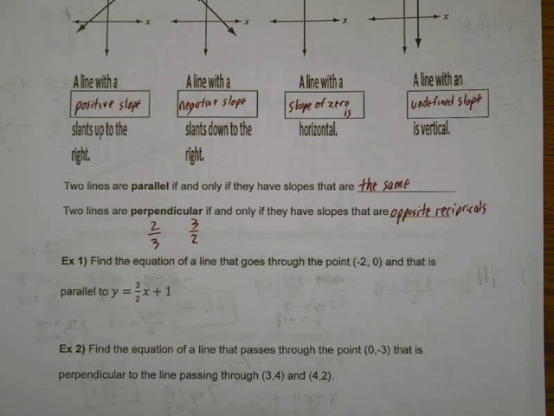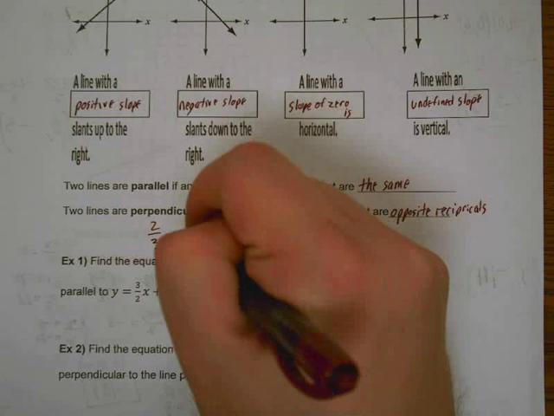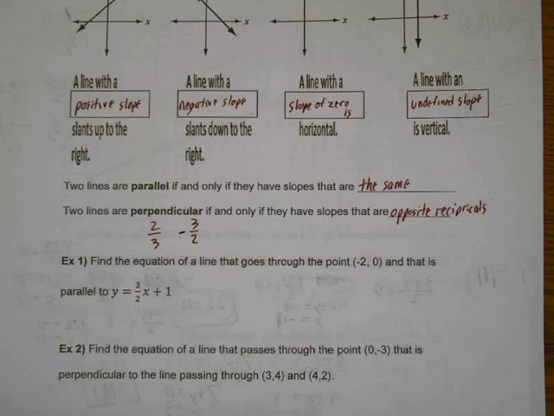Now note that it's not just the reciprocal that has to be true, it has to be the opposite reciprocal. So if we wanted a slope that was perpendicular to 2/3, we would want one that was negative 3/2. We flip the fraction over and we change the sign.